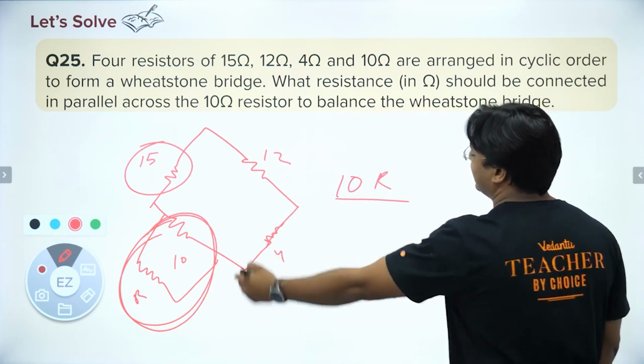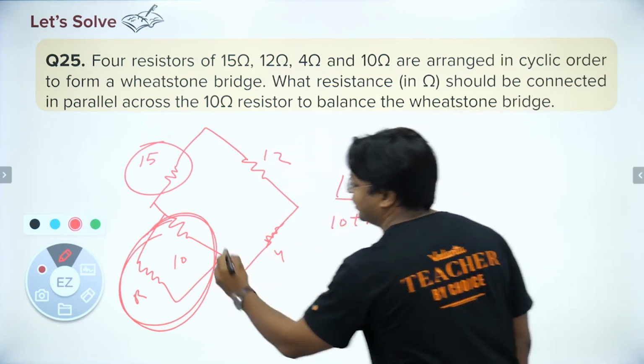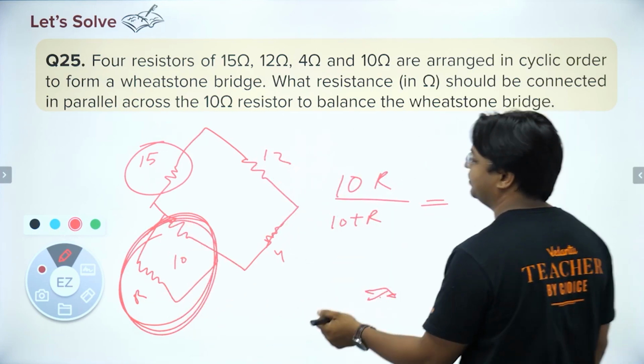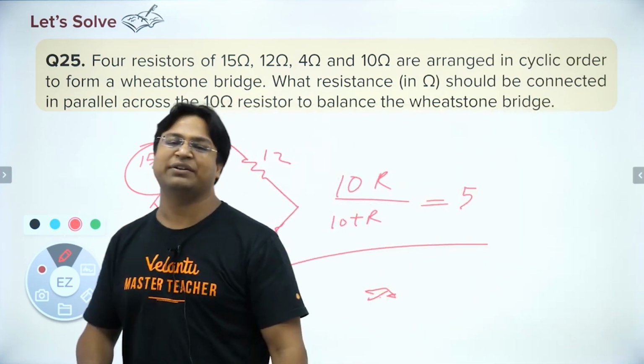But if you can't recognize that, write 10R upon 10 plus R. That is the equivalent value here. This equivalent value should be 1/3 of 15, which is 5. Solve this one to get the value of R.